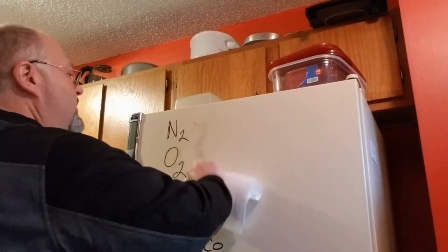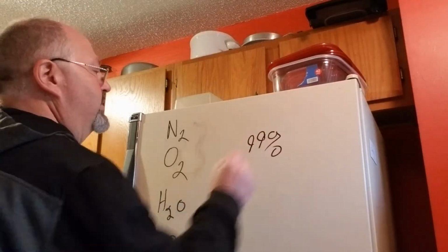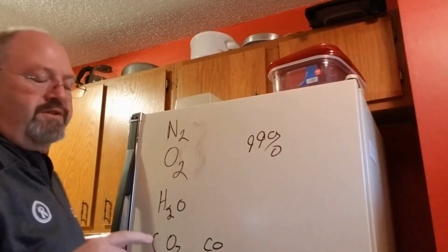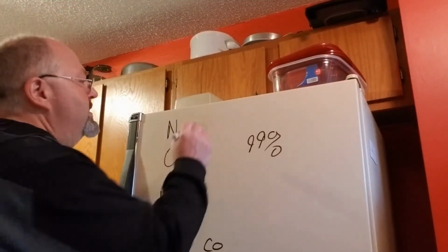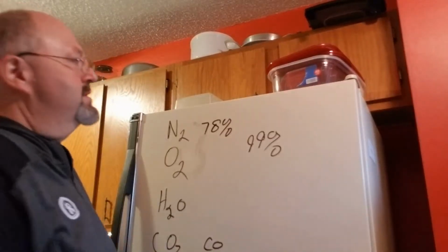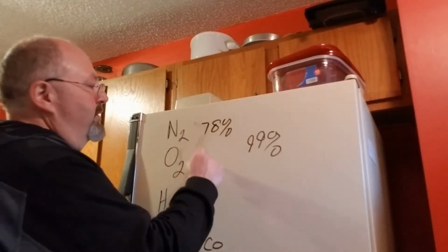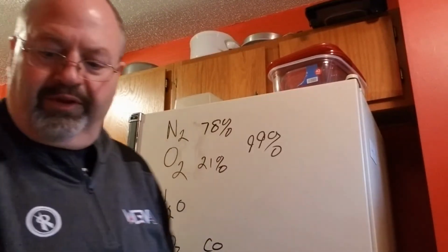In fact, almost 99% of our atmosphere is made up of these two things. The surprising thing is about 78% of our atmosphere is nitrogen. And then about 21% oxygen, and then the other 1% are all these other things.